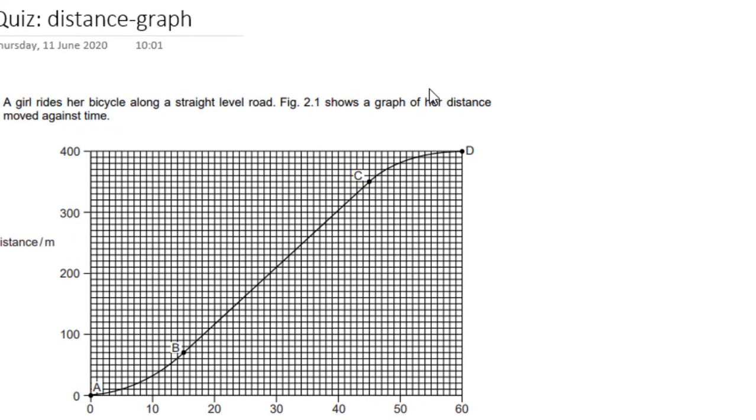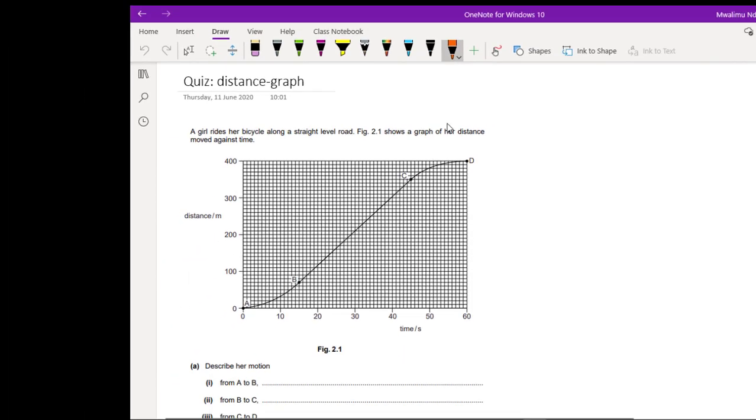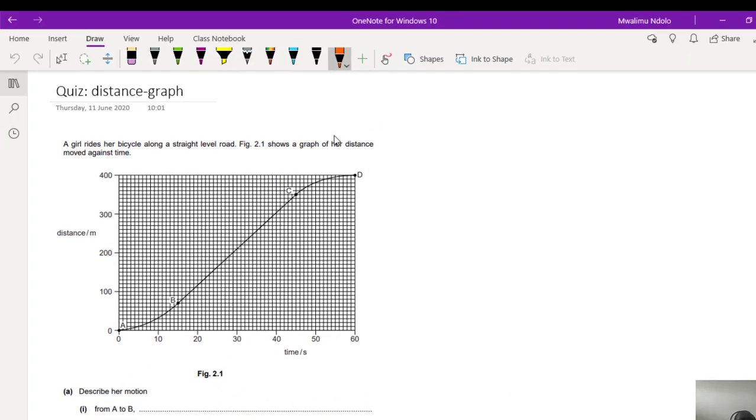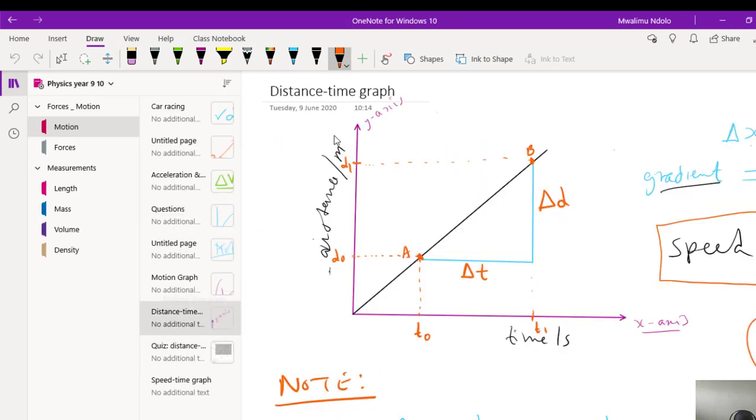A girl rides her bicycle along a straight level road. Figure 2.1 shows a graph of her distance moved against time. Describe her motion between A to B, B to C, and C to D. If you can remember what we did in class, let me just show you briefly.